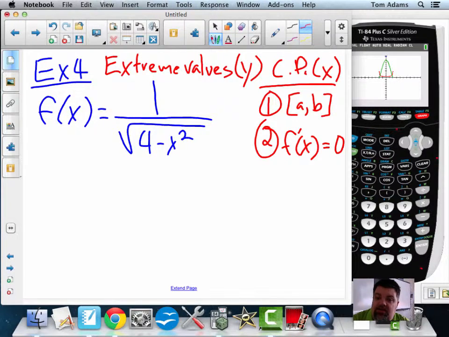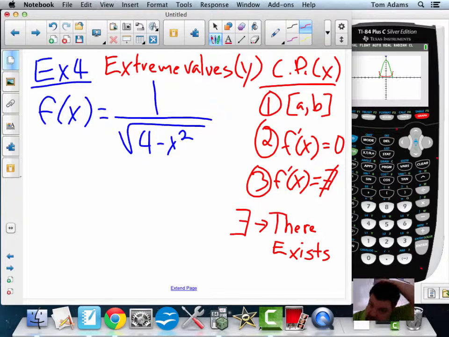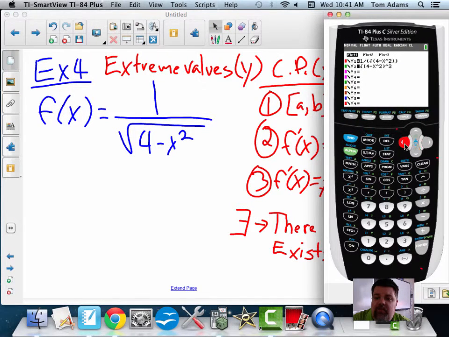The next step would be to look at f prime when it equals 0, and then sometimes we look at f prime where it does not exist. Actually, we do that every time. And so if you notice, Mr. Adams wrote down a backwards E. That's symbolic language for there exist, and when I put a slash through it, it means does not exist. So to find the extreme values for f of x, we're going to look at the interval of the domain from a to b, where it's continuous, and then we're going to look at f prime equals 0 and where f prime does not exist.